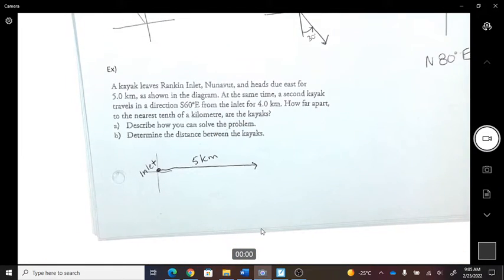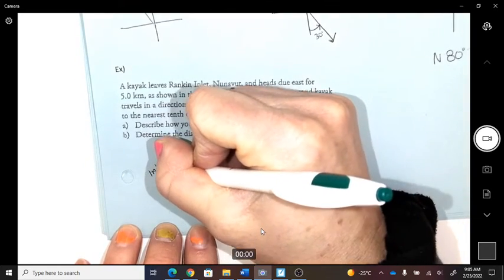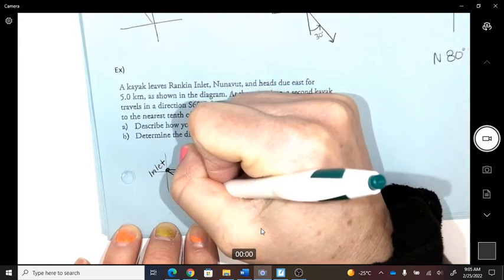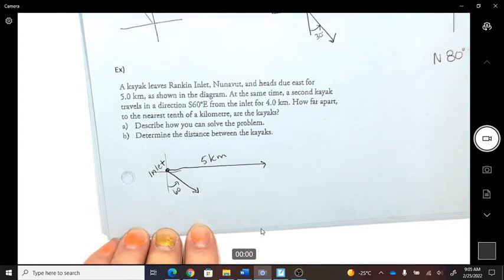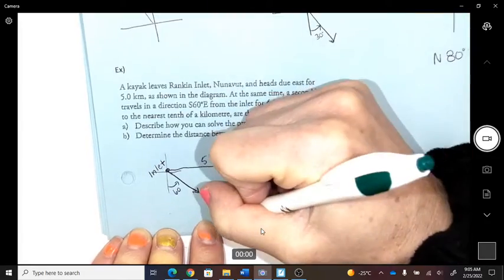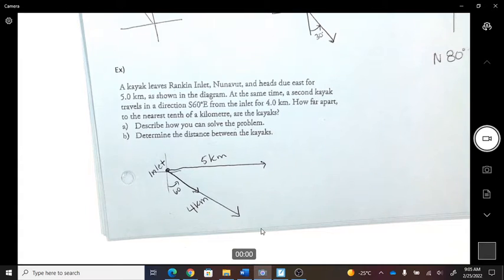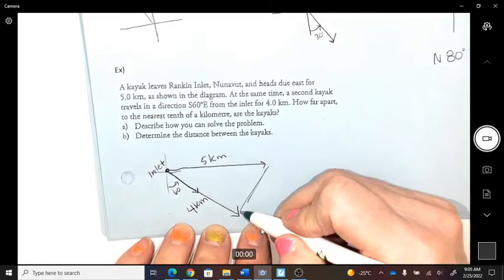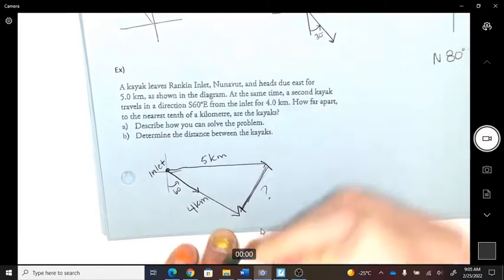So if I had a compass there, south 60 degrees east, which means it's traveling like that. And it does it for 4 kilometers. How far apart are the kayaks? So that's what I want to know. How far apart are they?